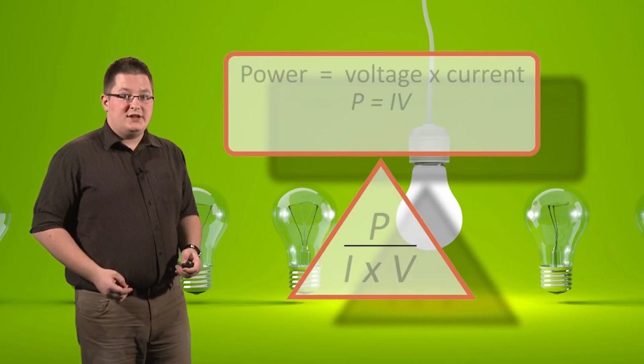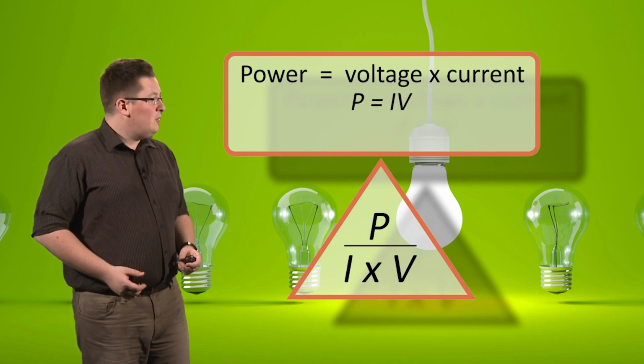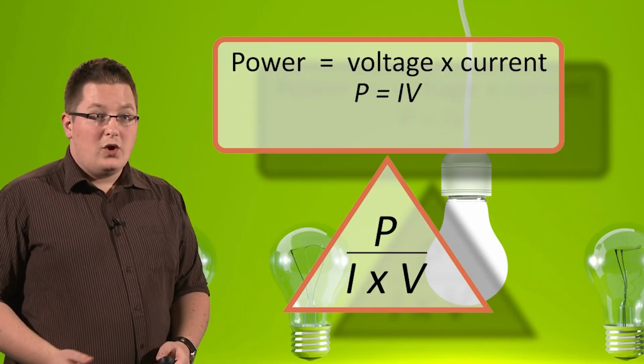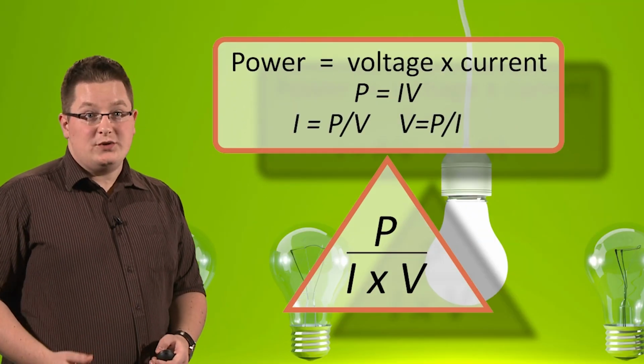In electric circuits, we can use this equation to calculate power. We say power is voltage times current, or P equals IV. You can use the formula triangle or rearrange the equation into 2 other forms.